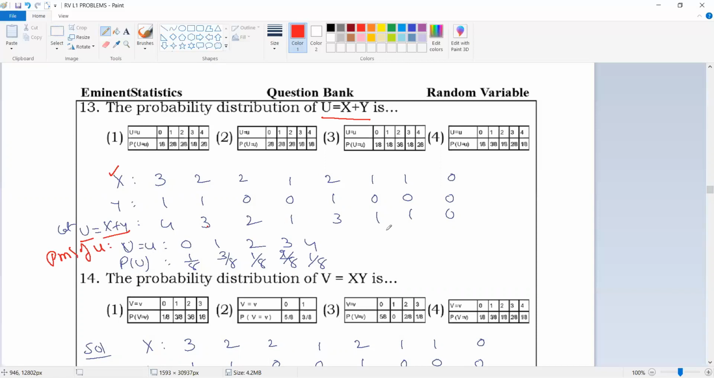So here is the minimum value is 0, maximum is 4 here, 0, 1, 2, 3, 4. How many zeros here? 1, 0. How many ones here? 3 ones, 3 by 8. How many twos? 1, 1 by 8. How many threes? 2 here, 2 by 8. How many fours? 1 by 8. Total is equal to 1. So this is the probability mass function of u. U is equal to sum of two random variables, x plus y. The suitable option is 1 by 8, 3 by 8, 1 by 8, 2 by 8, 1 by 8. Option 4 is correct.